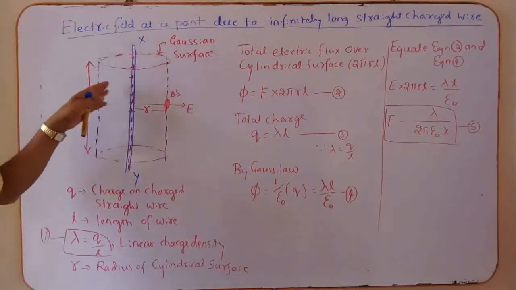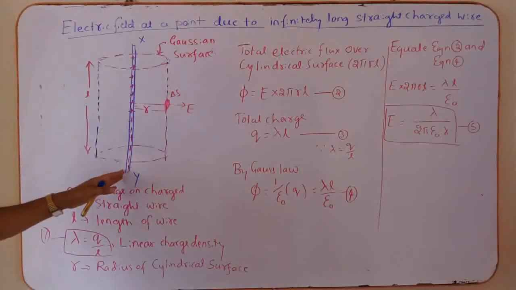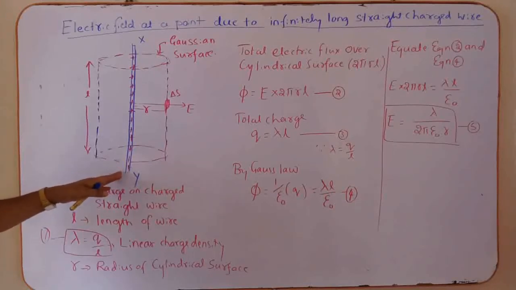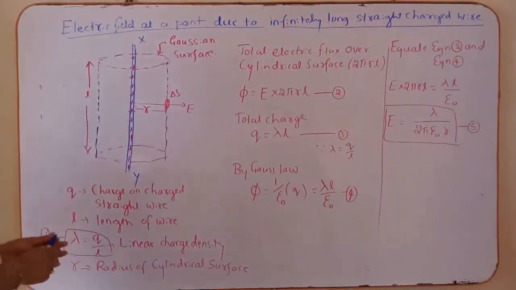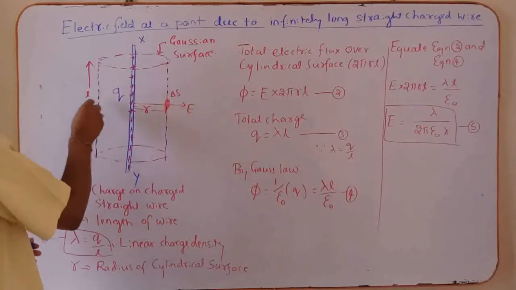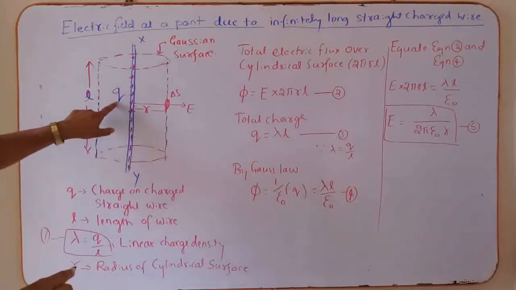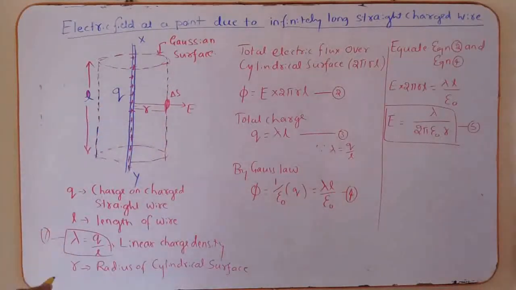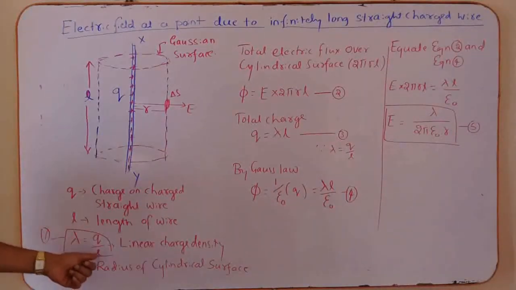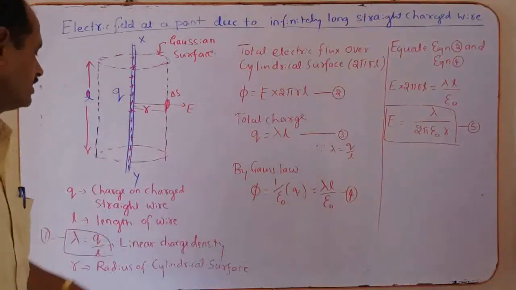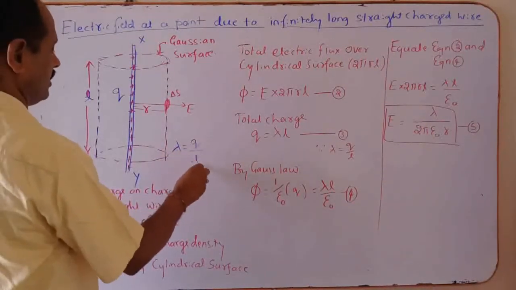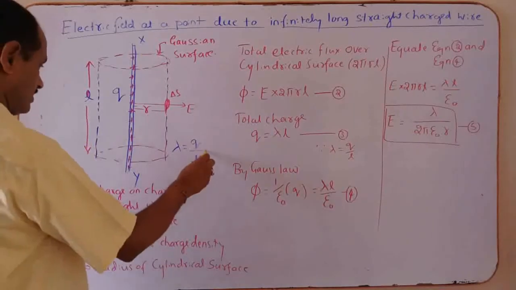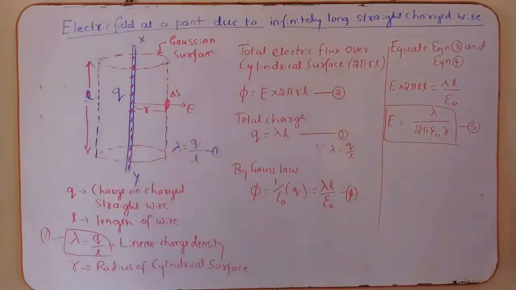It cannot be drawn on the board, but you have to take XY simply as an infinitely long straight charged wire of length L enclosed by the charge Q. Now lambda is equal to Q divided by L, the linear charge density. Already you know this one. Say equation number 1.